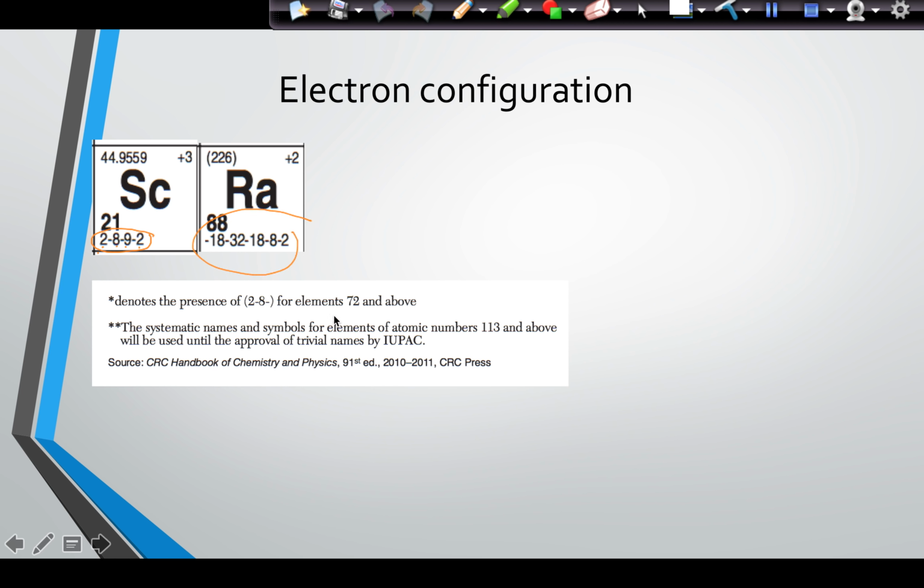Some elements, if their atomic number is 72 or higher, skip the 2-8 in their electron configuration. So if you see an electron configuration that starts with 18, that means that the 2-8 has been omitted just because it wouldn't fit.